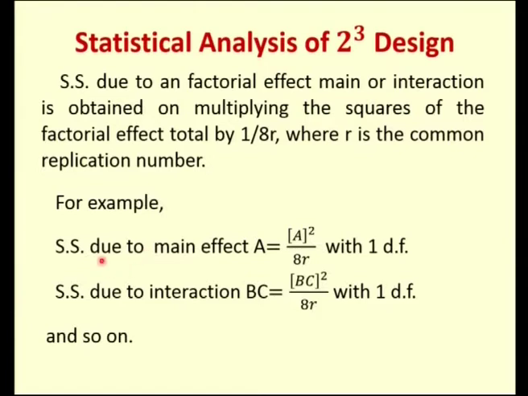For example, the sum of squares due to main effect A is obtained by dividing the square of the factorial total, that is [A] whole square, by 8r, and it will have 1 degree of freedom. And the sum of squares due to interaction effect BC is defined as the factorial total due to the effect BC, squared, divided by 8r, and it also will have 1 degree of freedom, and so on.